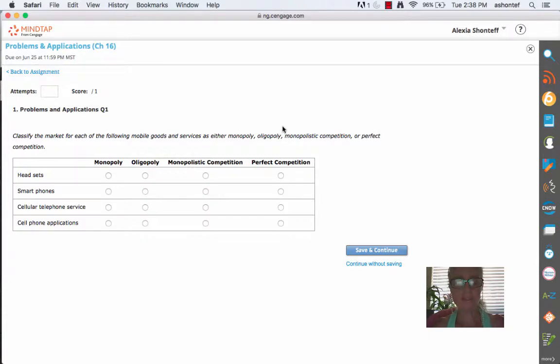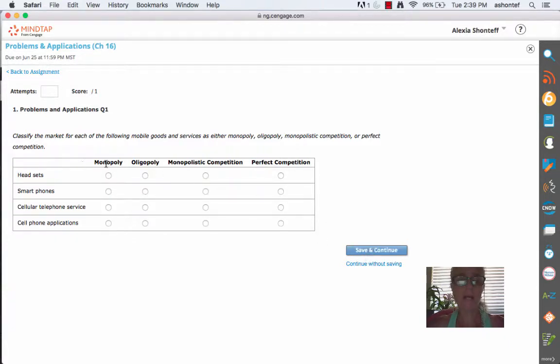We have lots and lots of people wanting to purchase the phones, and you could say the same is true with the cell phone applications. However, even though there's lots and lots of people purchasing them and demanding them, there aren't so many firms as there are in the headset market. And then the cellular telephone service, think about it. There's even fewer providers in the cell phone service than there are of the types of smartphones that you can buy. So I'm hoping that will help you.